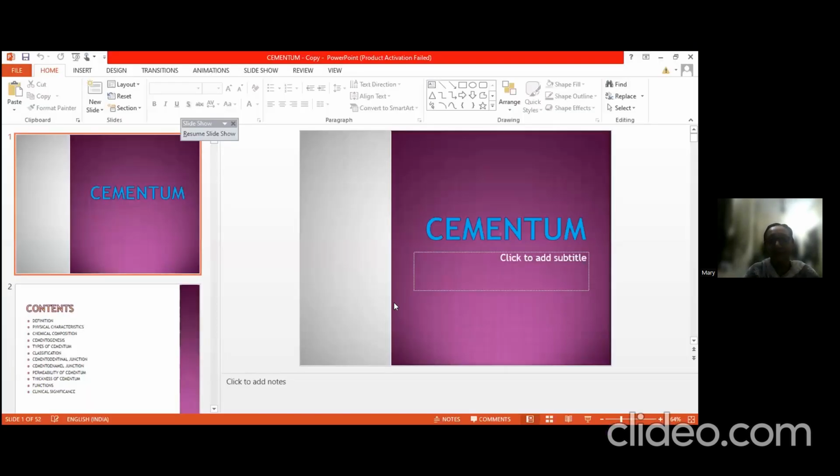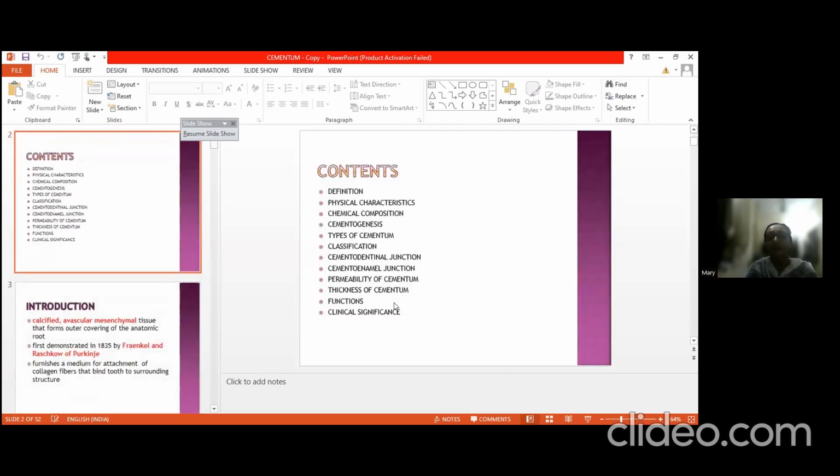Hello everyone. In today's class, we are going to discuss about cementum. So this is again a supporting structure of the tooth, the other structures being periodontal ligament and alveolar bone. So now let's go through the contents that we are going to discuss today.